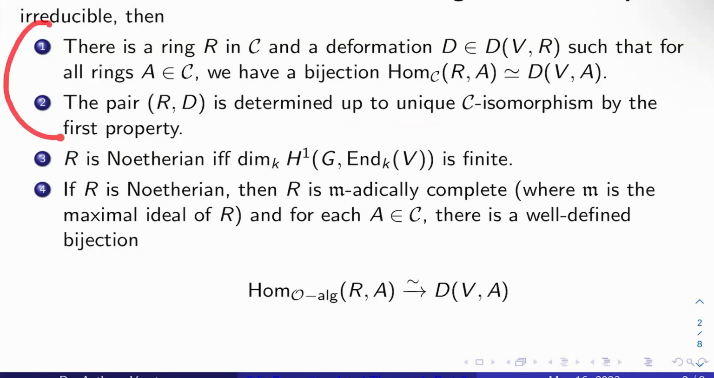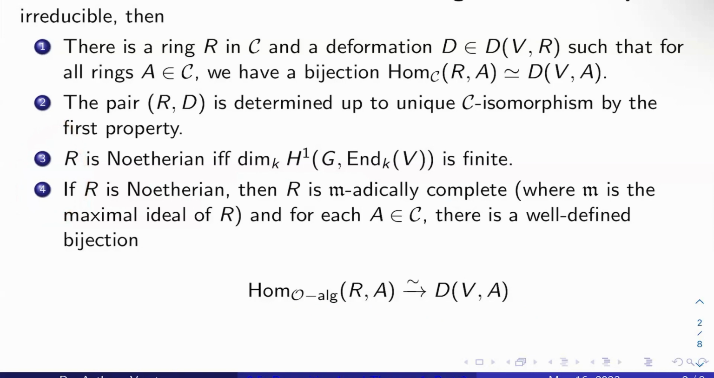So we've already proven these over the last several videos. 3, R is Noetherian if and only if the k-dimension of H^1(G, ad V) is finite. And we have not proven this yet. And 4, if R is Noetherian, then R is m-adically complete, where m is the maximal ideal of R. And for each A in C, there's a well-defined bijection, of course, from O-algebra maps from R to A with deformations from V to A. Okay, so we have to prove these.